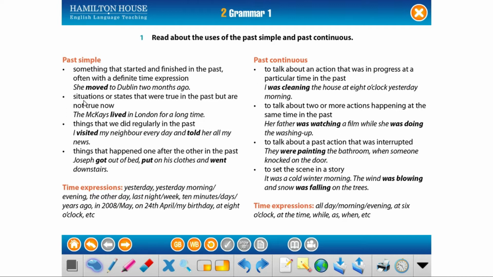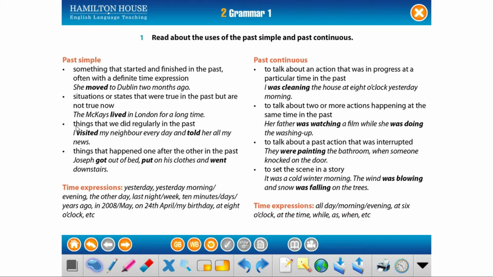Remember that we also use it to talk about situations or states that were true in the past but aren't true now, like this example: The McKays lived in London for a long time. That means that they lived in London in the past, but they don't live there now.